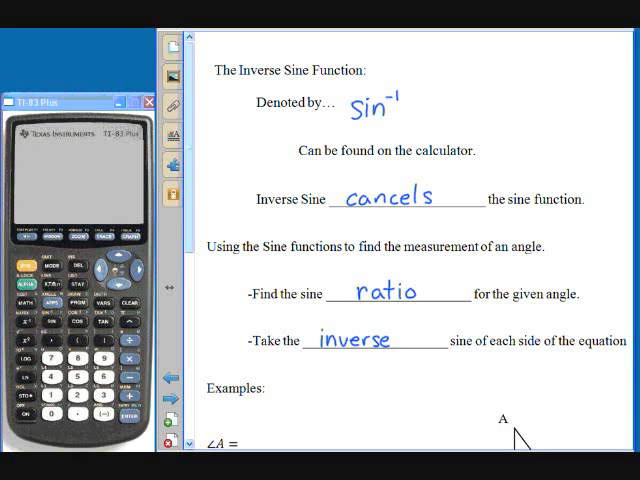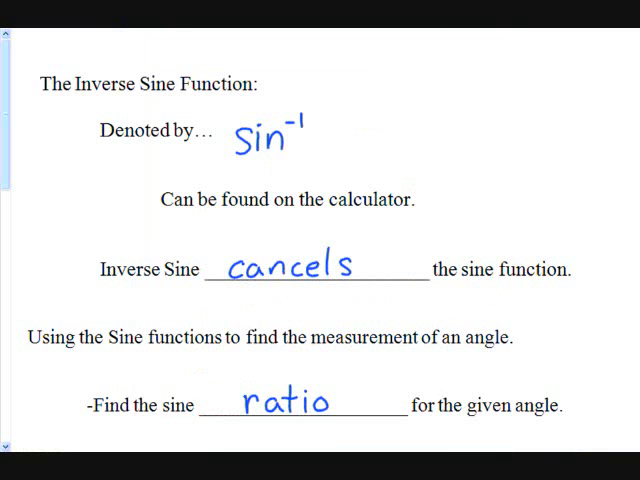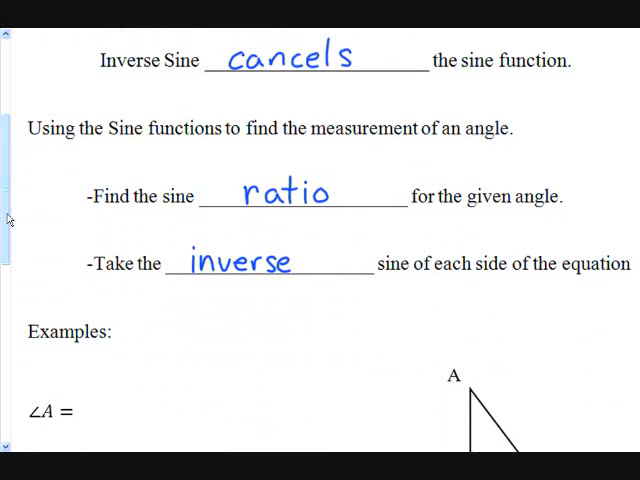And the reason we use the inverse sine is because it cancels out our regular sine function. Okay? So inverse sine cancels out the sine function. In order to find a missing angle here, we're going to use the sine function. We're going to set up the sine ratio just like we did before. So we set up that trig ratio for the given angle. And then we're going to take the inverse sine of each side to solve the equation. Okay, because remember, the inverse sine will cancel out our sine function and we'll be left with what the angle is actually going to equal.